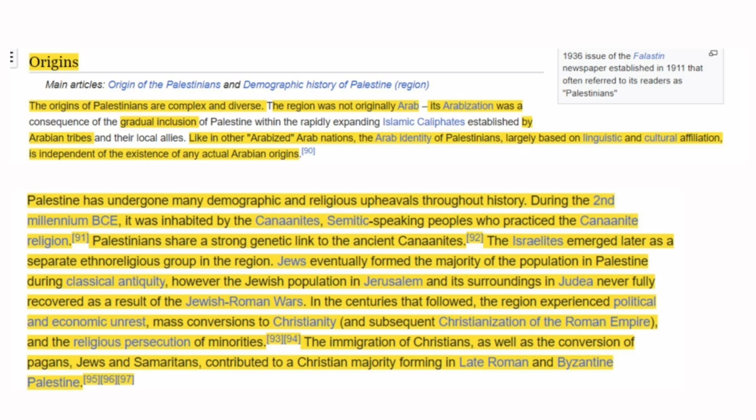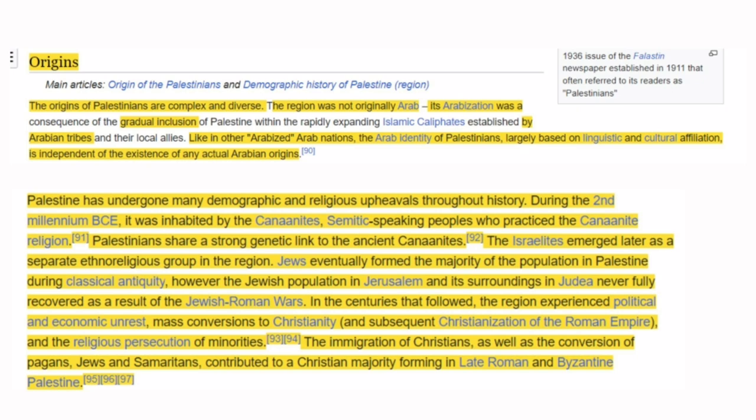In the centuries that followed, the region experienced political and economic unrest, mass conversions to Christianity, the subsequent Christianization of the Roman Empire, and the religious persecution of minorities. The immigration of Christians, as well as the conversion of pagans, Jews, and Samaritans, contributed to a Christian majority forming in late Roman and Byzantine Palestine.